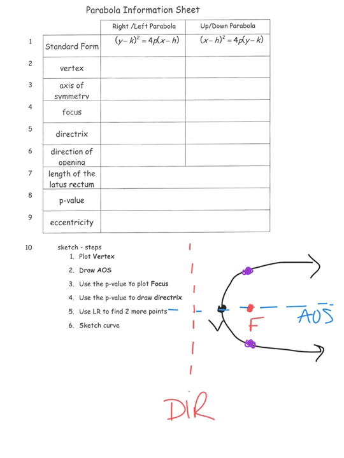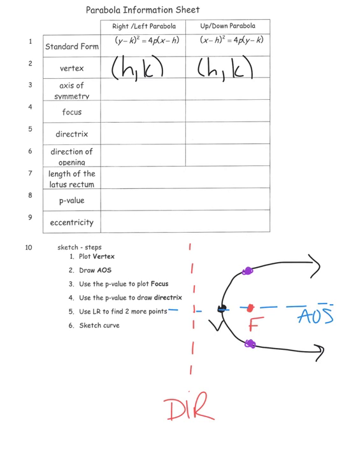Okay, make sure you have your parabola information sheet, and if we look, I have drawn a right-facing parabola here, so we're going to start in the first column. The vertex of a parabola is at (h, k), and that doesn't make a difference whether it's right or left or up or down. It's always (h, k), just like a circle, so it's some sort of point in the coordinate plane. Then I drew a blue dashed line, and that's the axis of symmetry. The axis of symmetry is where the parabola would fold itself in half, so it would reflect on itself.